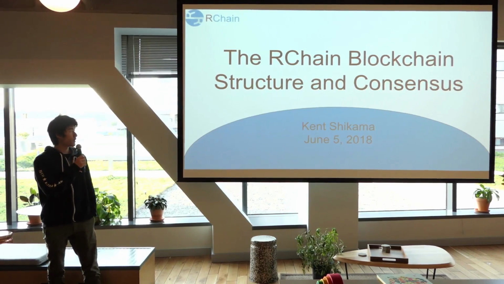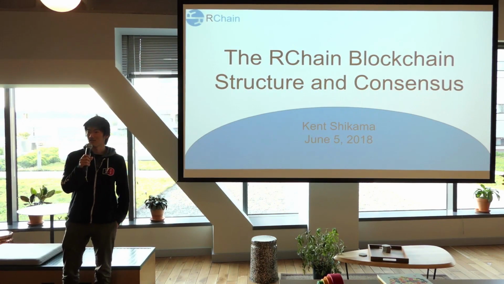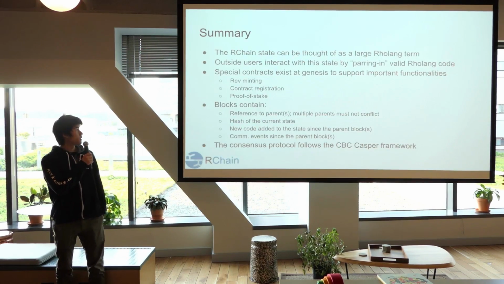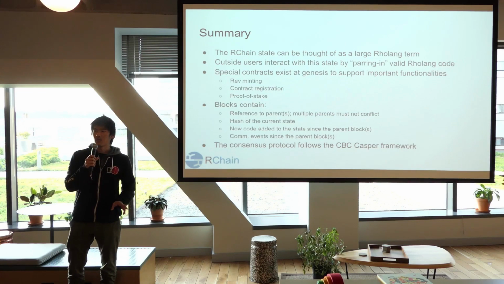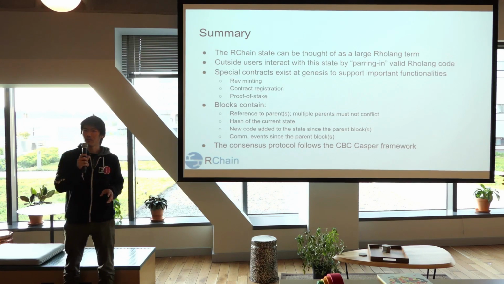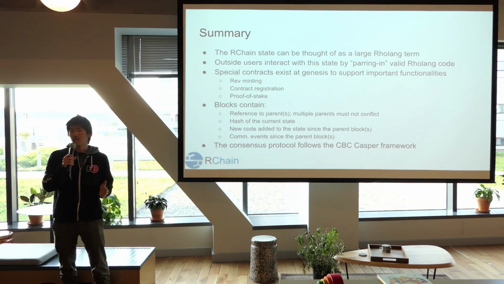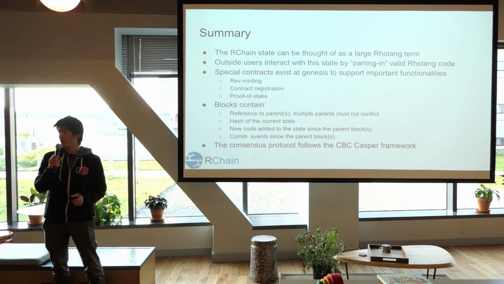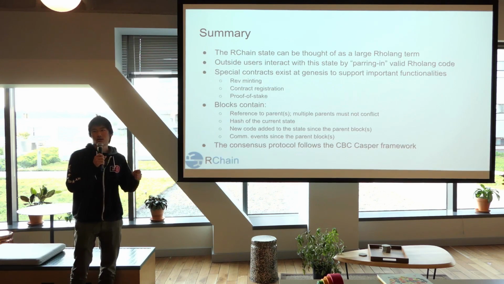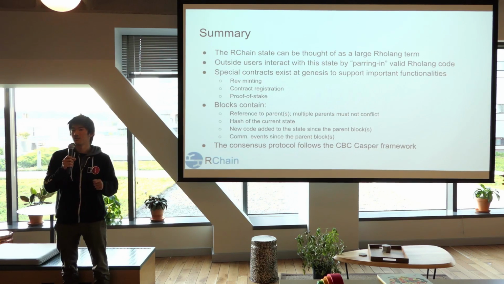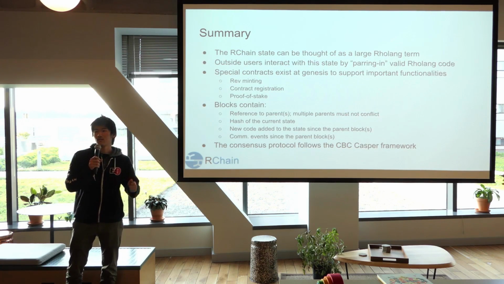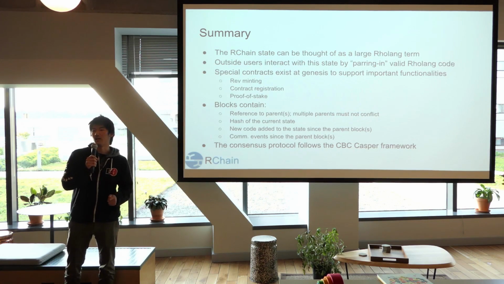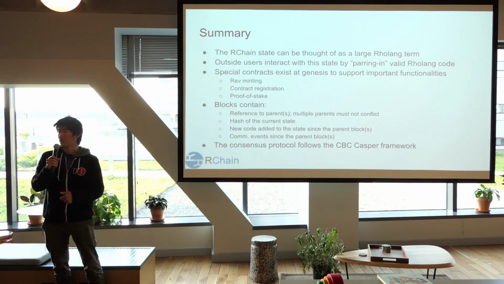Today I'll be talking about Casper and the consensus protocol that we're going to be using for the RChain blockchain. I'm just going to go a bit over what we might have gone over last time, but the idea is the RChain state is just a giant Rholang term. And so consensus is all about how do we replicate this giant RChain or Rholang term, and how do we ensure that people can submit stuff into this state and have it replicated across machines.